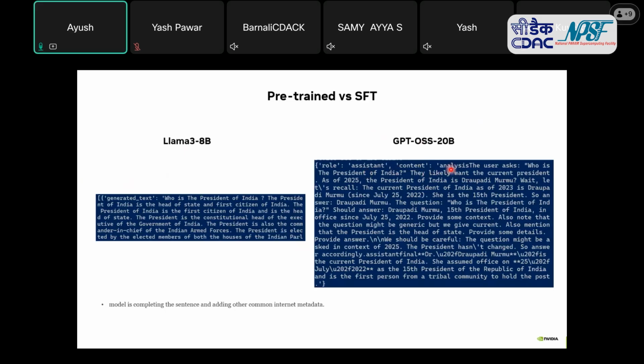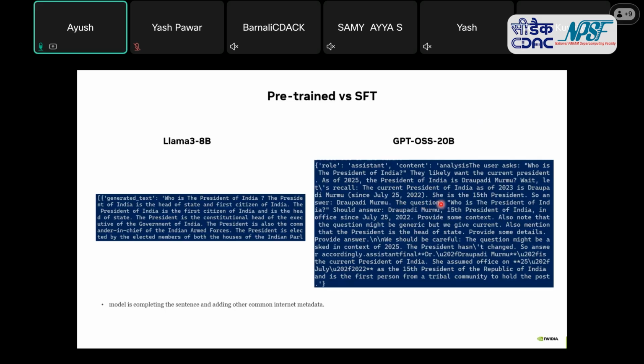So the user asks, who is the president of India? Now the thinking tokens have started, like they likely want the current president as of 2025. So it is trying to fetch the information from its data, the model parameters. I mean, it's not literally fetching from the model parameters, but it's trying to recall what the particular input query and the output should be, very close to each other.